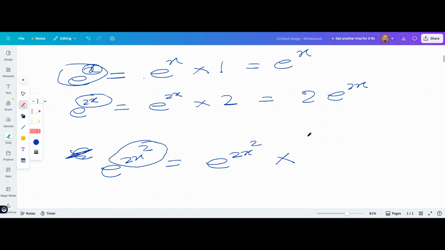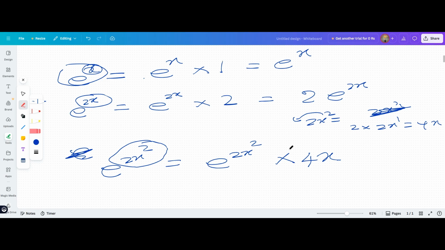If you differentiate 2x squared, you have to take this 2 in front. So 2 into 2x to the power 2 minus 1. Whatever is in the power, you have to subtract 1. So 2 into 2x to the power 1 means 4x. This is the differentiation.